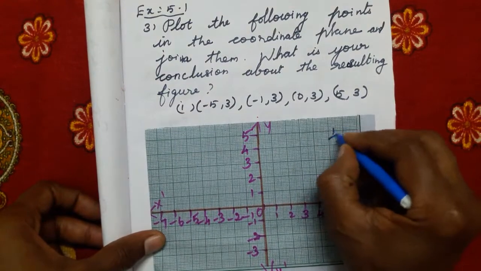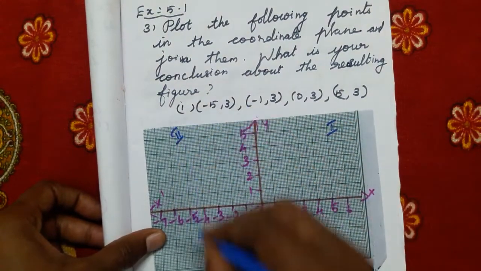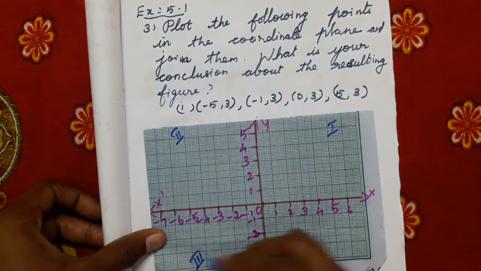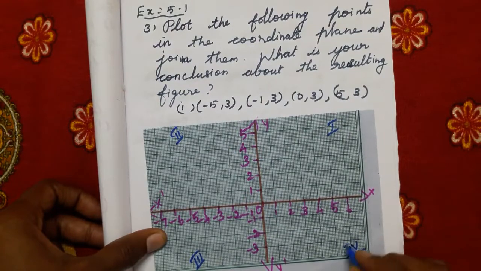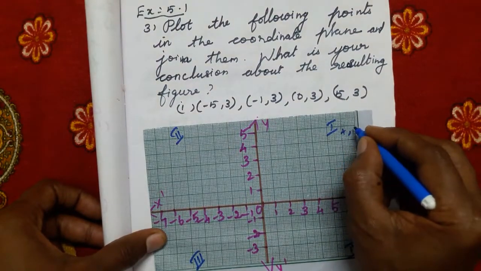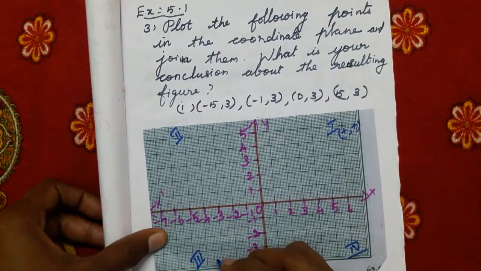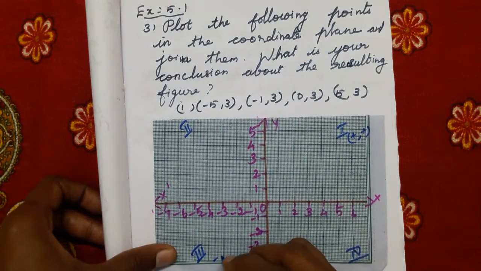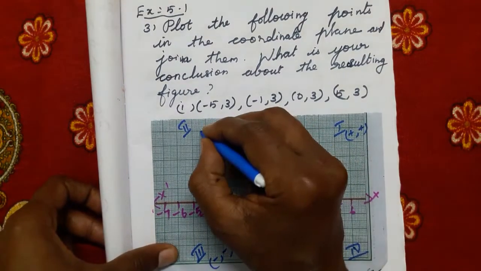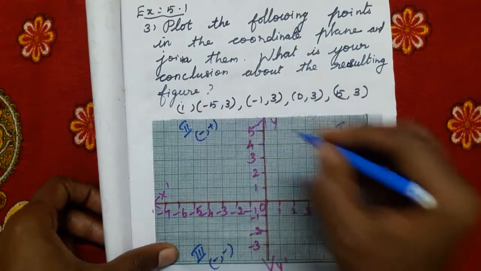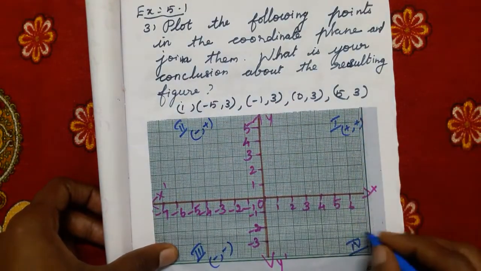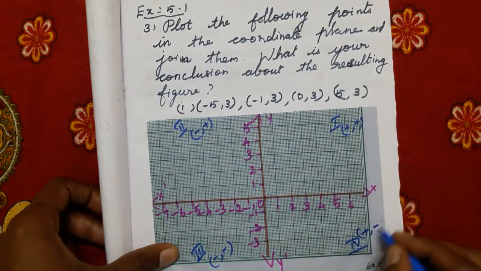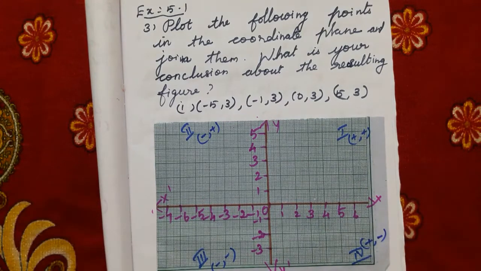Here, first quadrant, second quadrant, third quadrant, fourth quadrant. First quadrant, both positive. Third quadrant, both negative. Second quadrant, negative, positive. Fourth quadrant, positive, negative. Next, we have to plot the points. When we are plotting the points, listen.